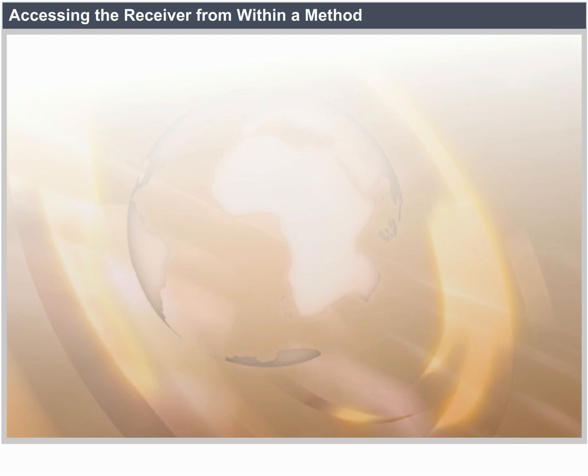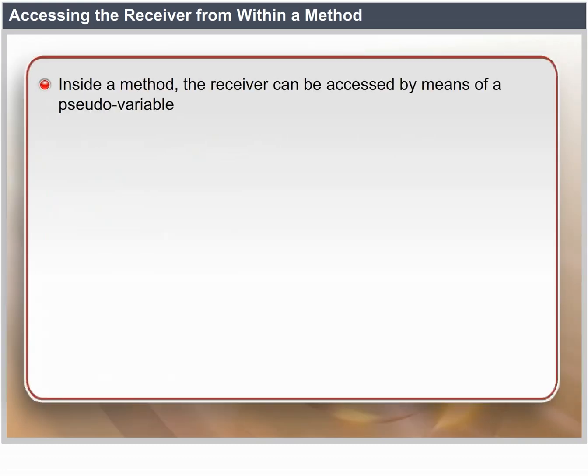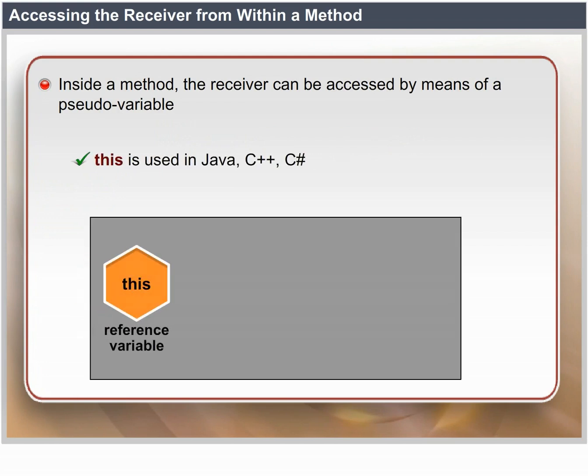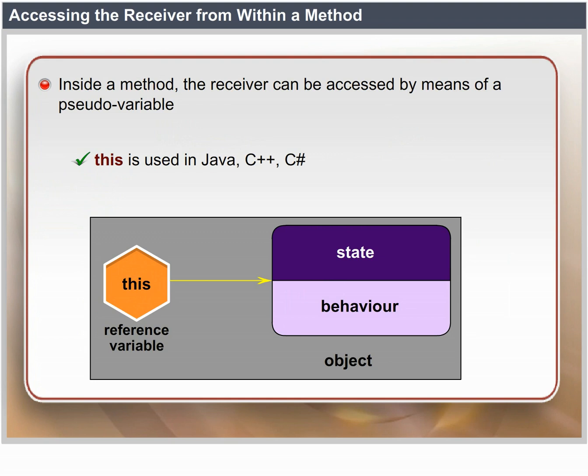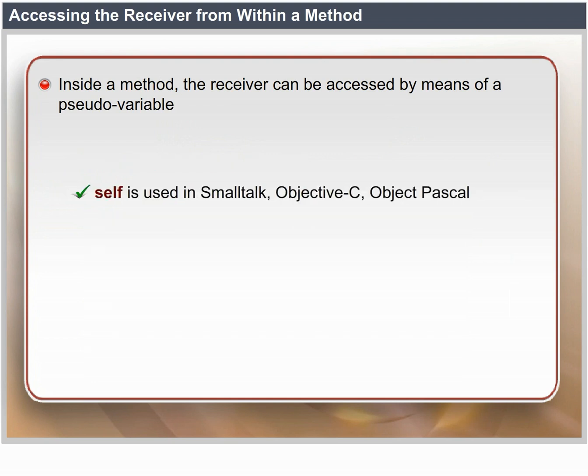Accessing the receiver from within a method. Inside a method, the receiver can be accessed by means of a pseudo variable. This is used in Java, C++ and C#. Self is used in Smalltalk, Objective-C and Object Pascal. Current is used in Eiffel.